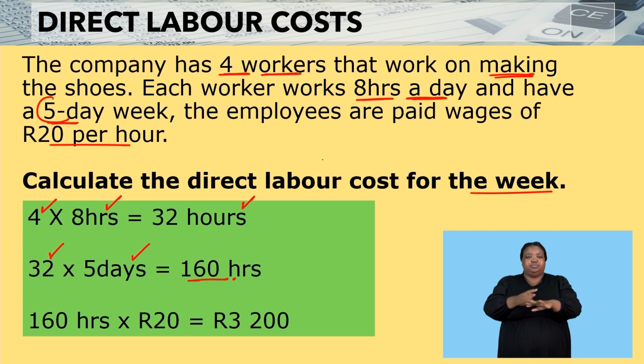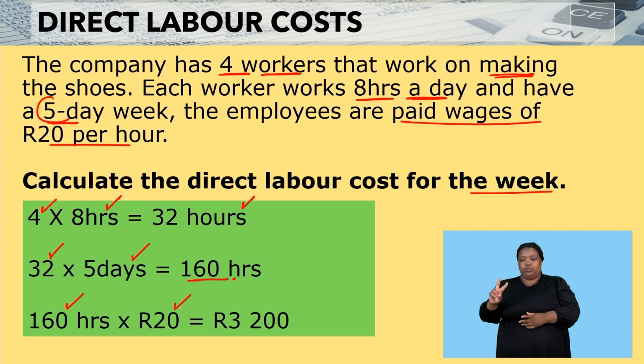We are told that the employees are paid wages of 20 Rand per hour. So we then say 160 hours that have been worked in the week multiplied by the rate of 20 Rand per hour. How much are we going to pay at the end of the week? You get 3,200. That therefore becomes your direct labor cost.